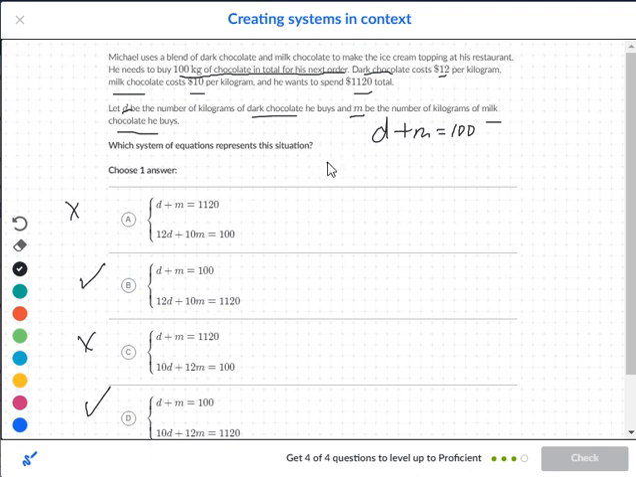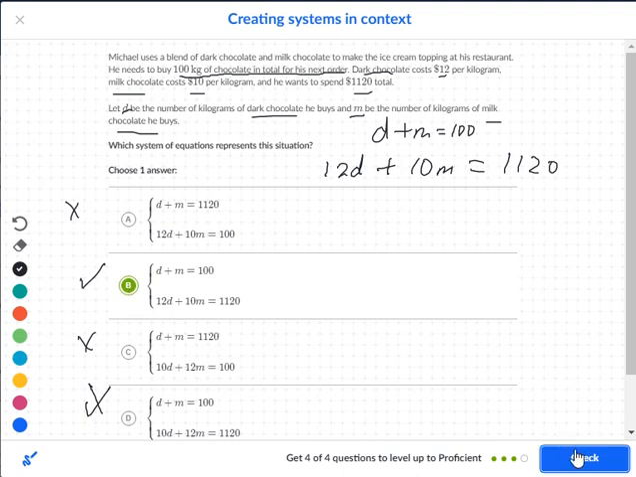So we're going to have 12D, because that's the cost. So dark chocolate costs $12 per kilogram, plus the milk chocolate, which is 10M, and that's equal to 1,120. So we should say 12D plus 10M is equal to 1120. So it looks like it's going to be B, but B has it backwards. B goes 10D plus 12M. So D is no longer any good. So B should be our answer.